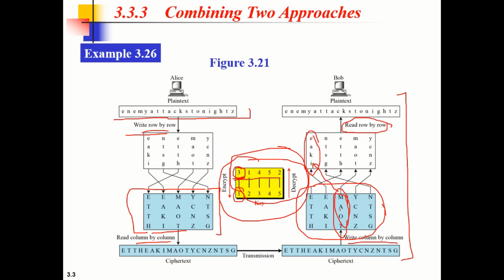Because if you do this, the plain text which you are getting over here will be something else. Fine. So this is how we'll be using the permuted key for enciphering and deciphering the message. We can combine these two approaches also, which are keyless and keyed transposition cipher.